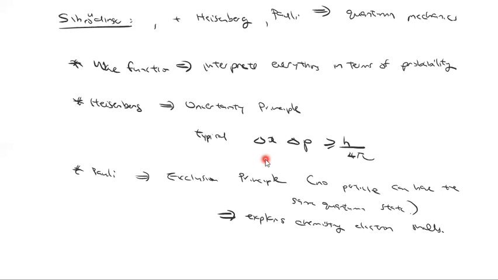Why does the first shell have one subshell? Why does it hold 2 electrons? Why does the second shell have an S and a P and hold a total of 8 electrons? Why does your third shell have an S, P, and D, and why does that hold 2, 6, and 10 electrons, and so on? That basically comes from Pauli's exclusion principle.